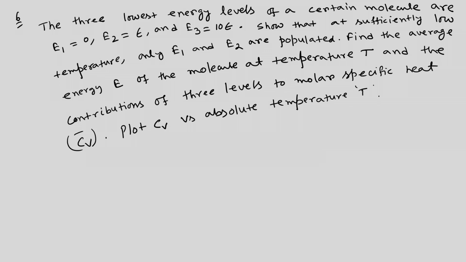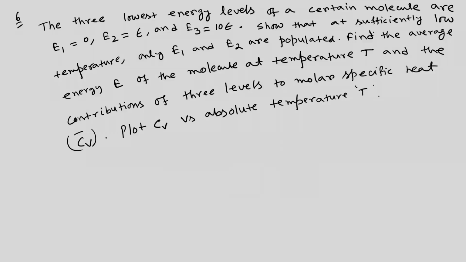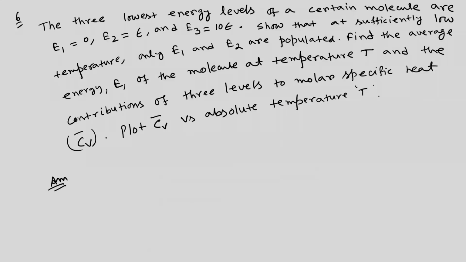So, problem number 6 says the 3 lowest energy levels of a certain molecule are E1 equals to 0, E2 equals to epsilon, and E3 equals to 10 epsilon. So that at sufficiently low temperature only energy levels E1 and E2 are populated. Also find the average energy E of the molecule at temperature T and the contributions of 3 energy levels to molar specific heat CV bar. Plot CV bar versus absolute temperature T. So, we discuss the solution now.